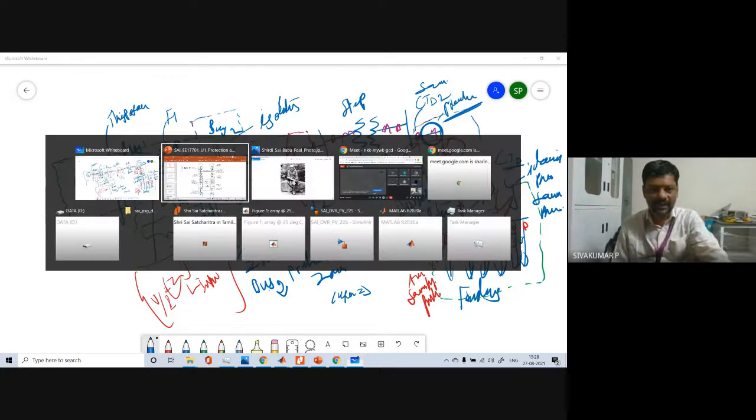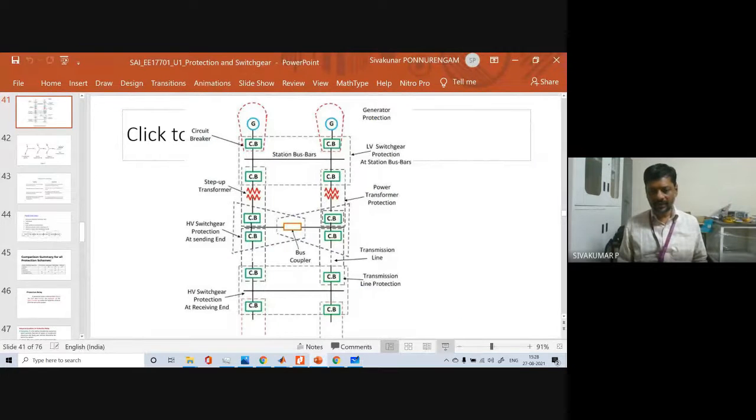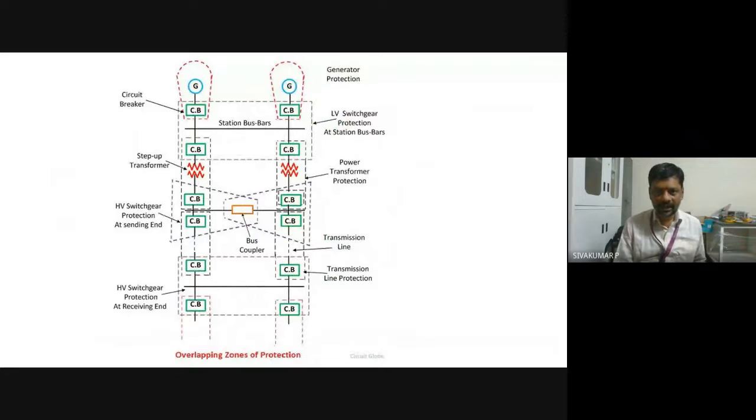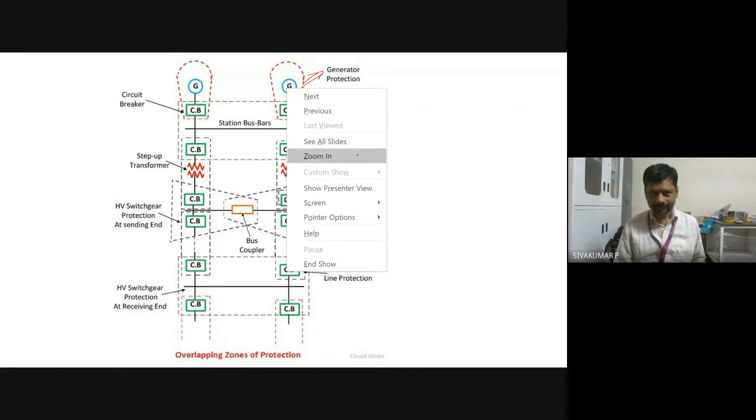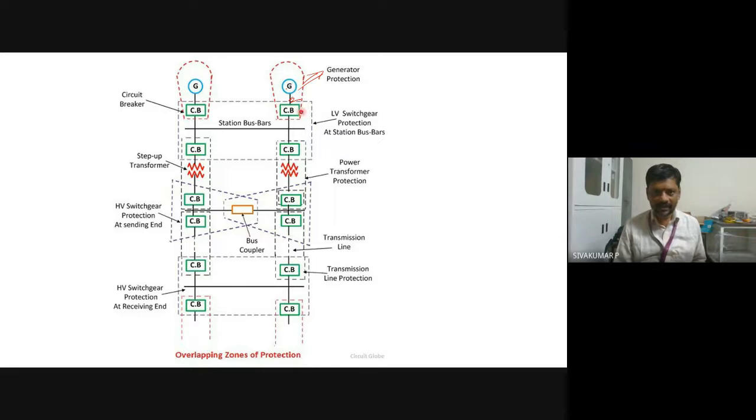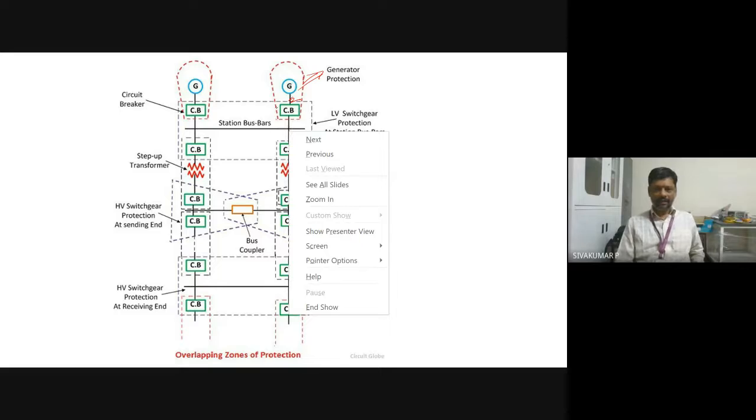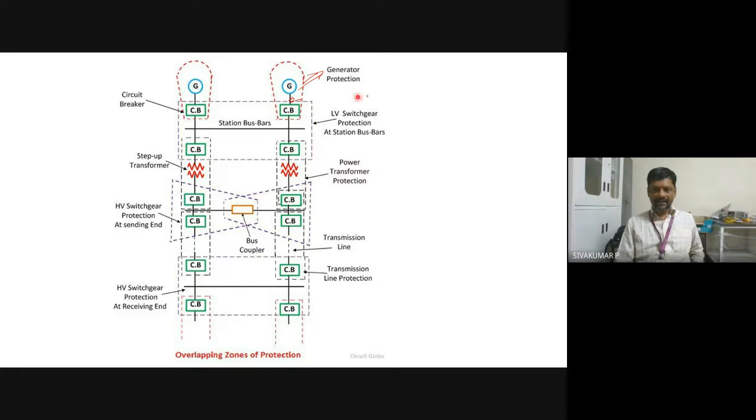Now we are going to see the next part. This is the generator protection, which means this CT protects the generator. It is the primary. Yes, this is the primary. At the same time, this CT will act as a secondary protection of this generating unit, which is connected to the bus bar. So this entire section is the LV switchgear protection at the bus section.